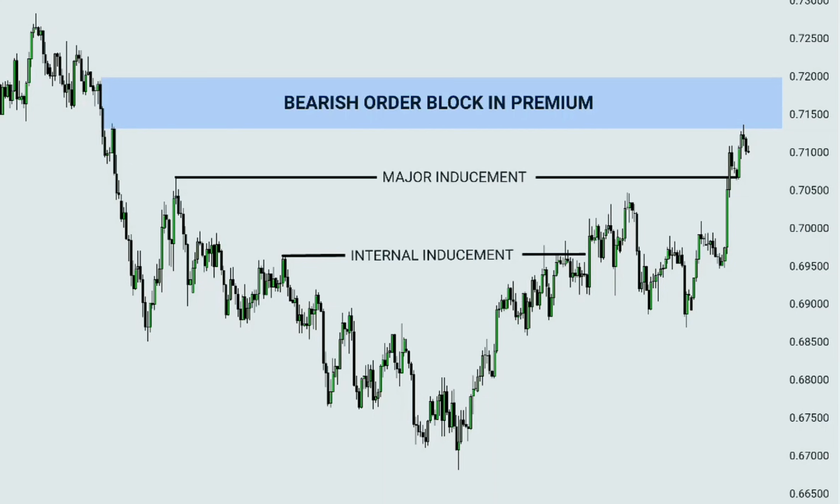Instead of continuing higher, price uses this liquidity to efficiently deliver into a premium zone where a bearish order block is positioned. This inducement is classified as major because it targets external liquidity and plays a key role in guiding price toward a higher timeframe objective. It is not random movement or manipulation. It is a repeatable market process driven by order flow and participation.